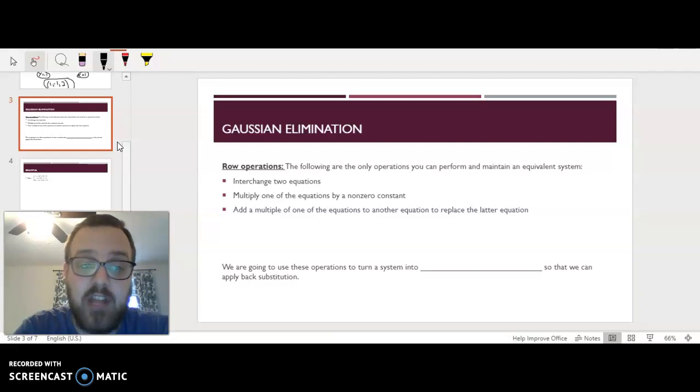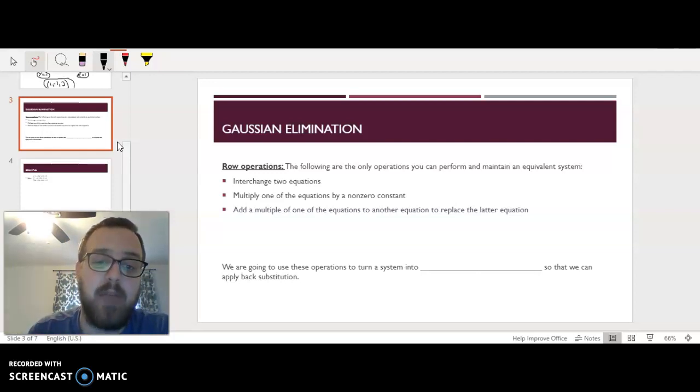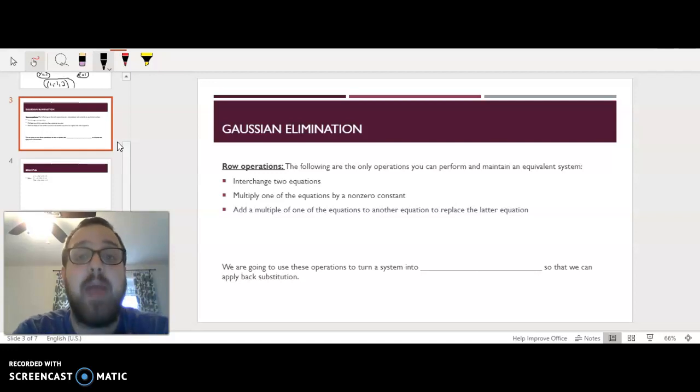You're allowed to interchange two equations, so I can flip-flop the order of two equations and move them around that way. You're allowed to multiply one of the equations by a non-zero constant. So I can say, hey, I'm going to multiply this whole equation by 5. When you did elimination, you did that a lot, right? These two things don't match up in order for me to cancel them out, so I'll multiply one by -2 or by 3 or whatever, and now they can line up to cancel. That was actually a row operation: you multiply a whole equation by a number.